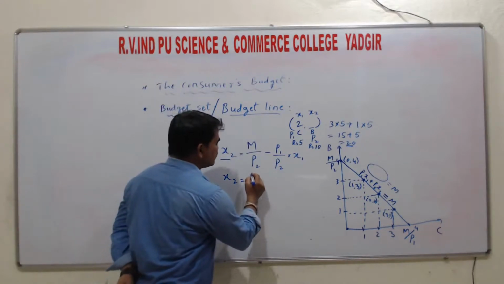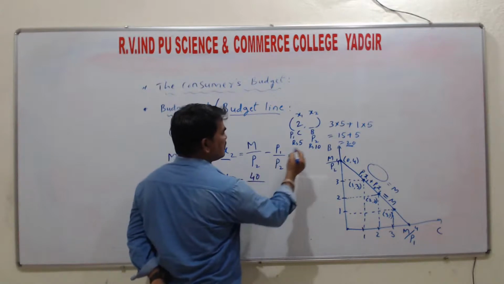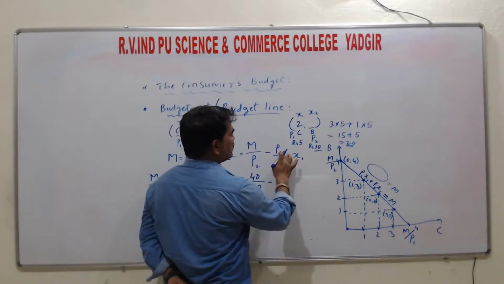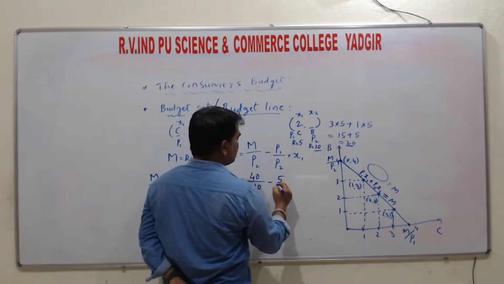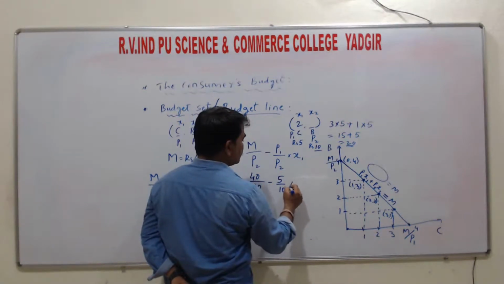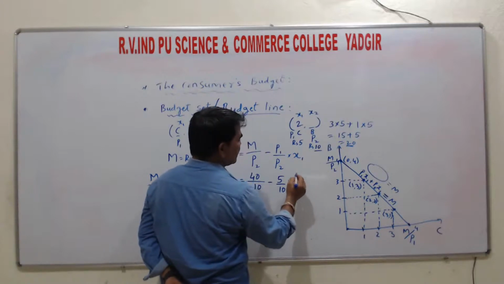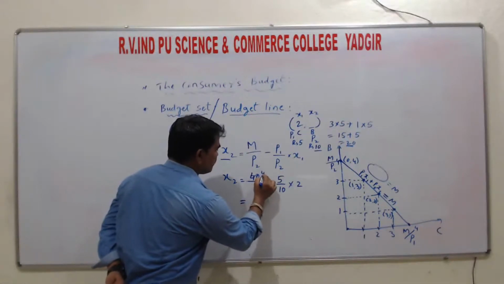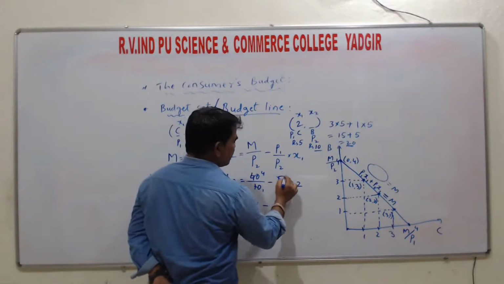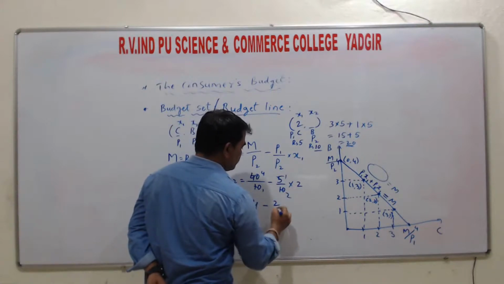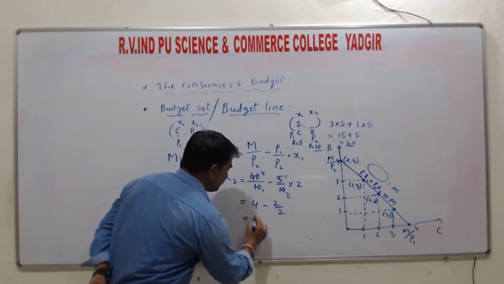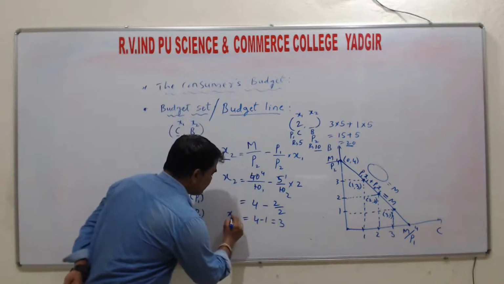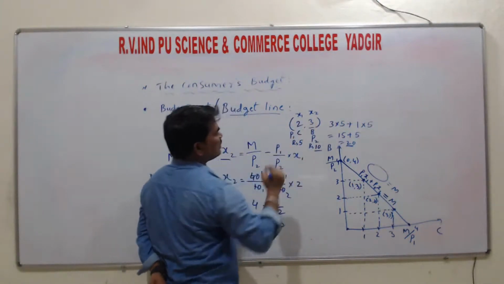What is the income of the consumer here? It is 40 rupees, minus the price of the first good, that is 5, divided by the price of the second good, that is 10, into the quantity of the first good, that is 2. Correct? 10 fours are 40, minus 5 twos are 10, divided by 10. So here 4 minus 1 is equal to 3. It means that the quantity of the second good is 3.